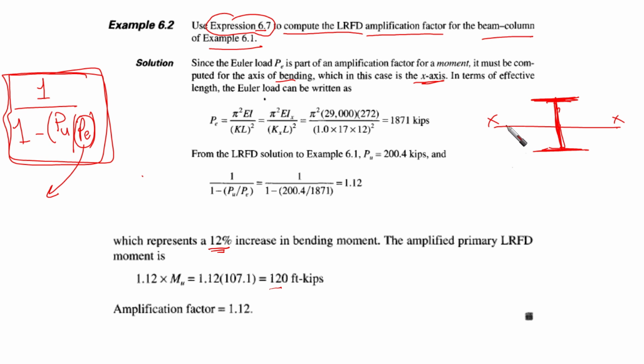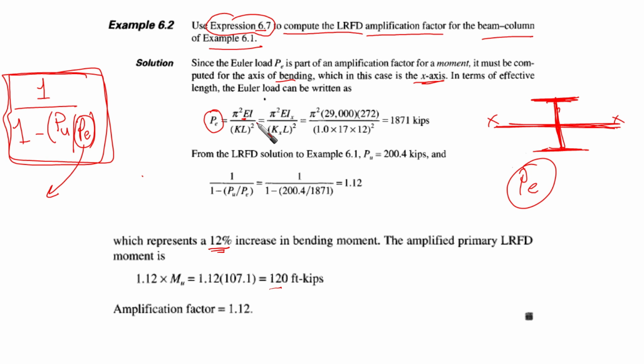Okay, so we are going to get PE around this x-axis. If you revisit example 6.1, in terms of effective length, the Euler load can be written as PE equals pi squared EI over KL squared. Everything is known for us from the previous example.